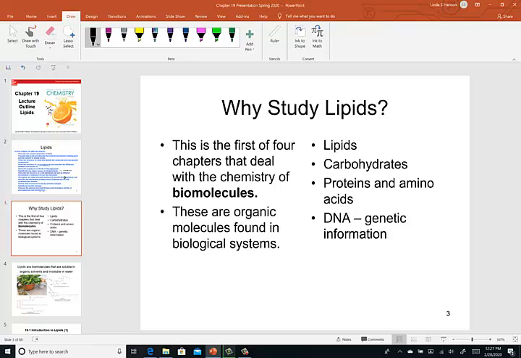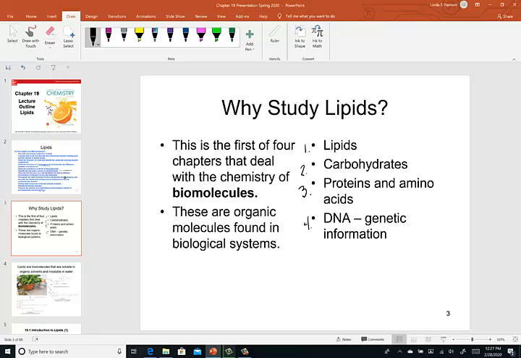So let's begin. Why are we studying lipids? As we said, it's the first of our 4 chapters that deal with the chemistry of biomolecules. We begin with lipids. Next chapter, we'll talk about carbohydrates, simple sugars. The third will focus on proteins and their building blocks called amino acids. And the 4th and final chapter in our semester together, Chapter 22, we'll look at genetic information, comparing DNA and RNA molecules. So the first of our 4 chapters focuses on lipids.